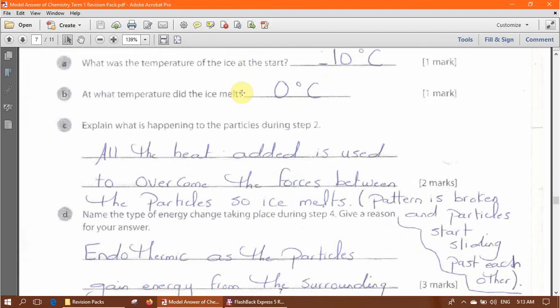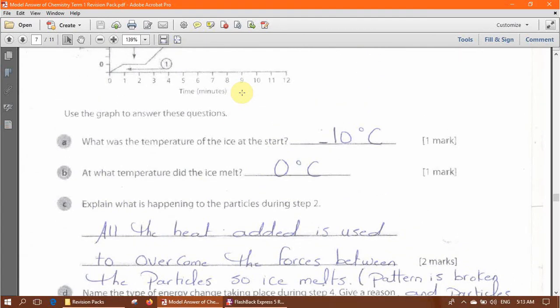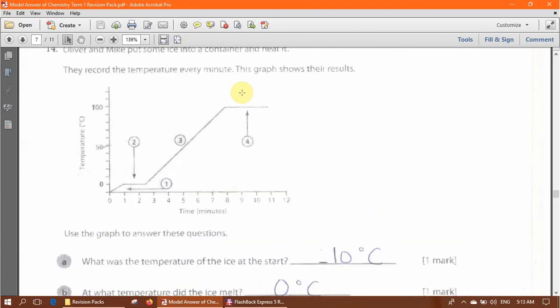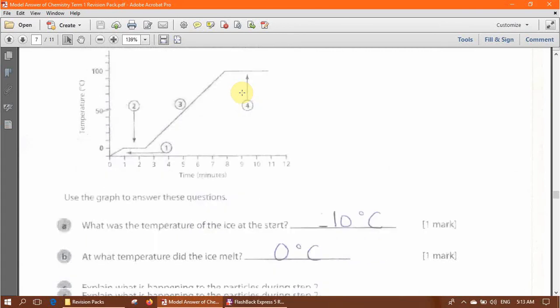So the reason is that the particles absorb the heat energy to overcome the forces between them, and so the liquid turns to gas.